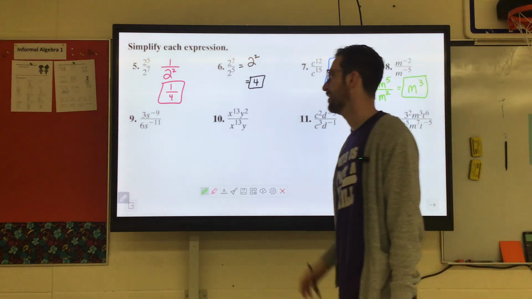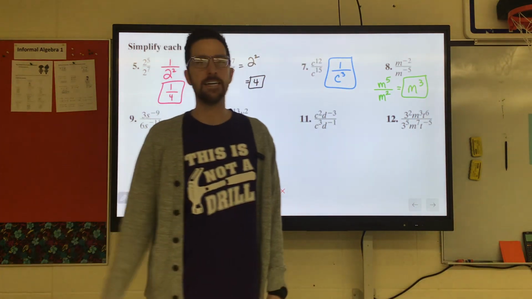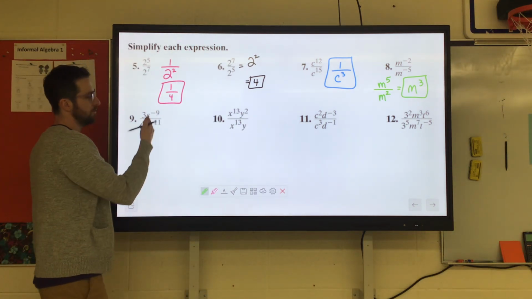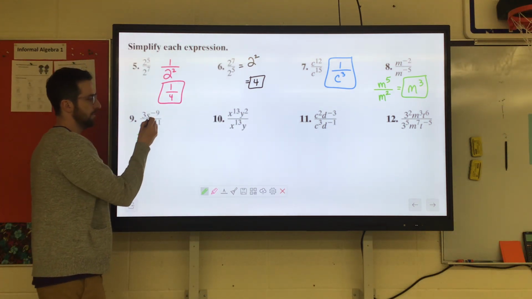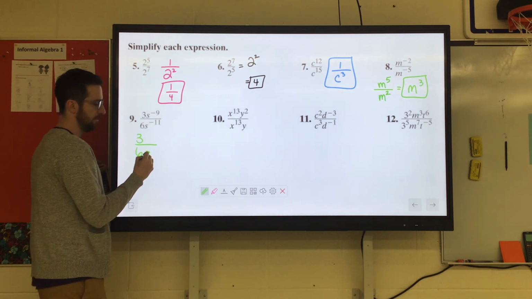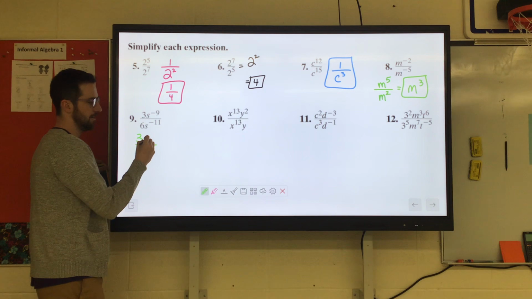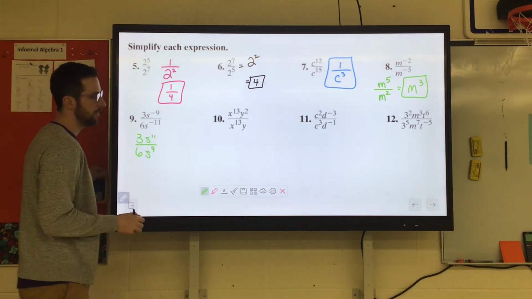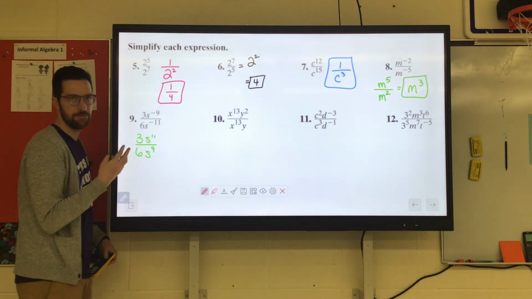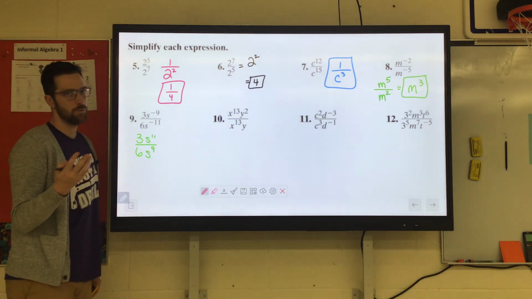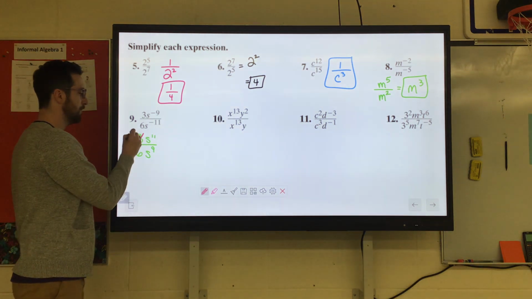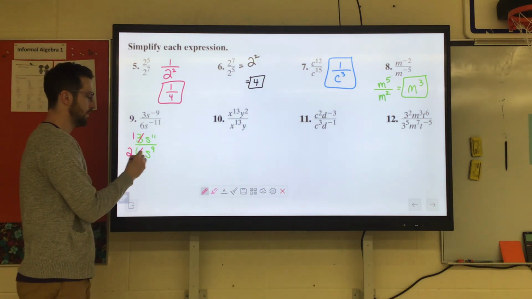All right. 9 is as tricky as they're going to get. Look at that. We could adjust with the s's. So 3 over 6. The s to the negative 9th could go to the denominator. The s to the negative 11th could go to the numerator. Now we have this 3 over 6 in the front. We could just simplify that like a normal fraction. 3 goes into 3 one time. 3 goes into 6 2 times.